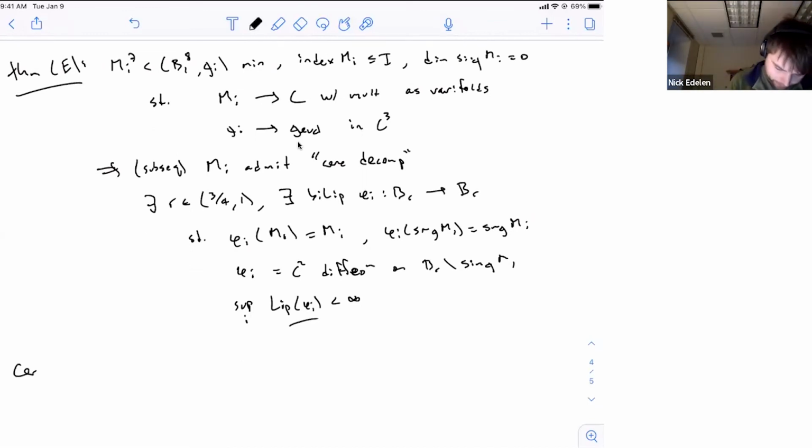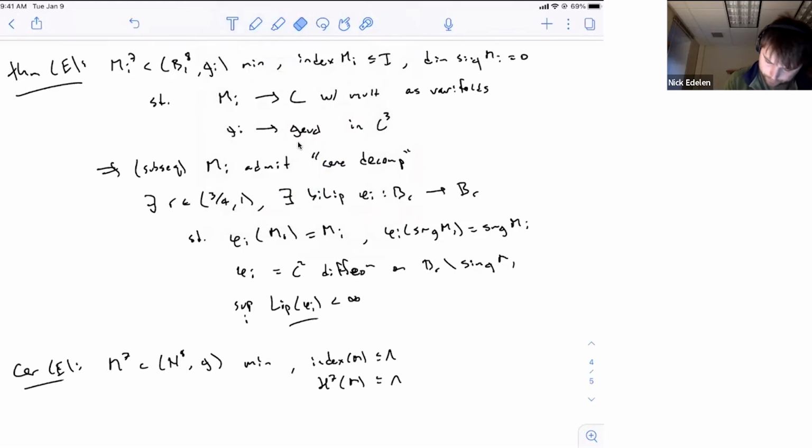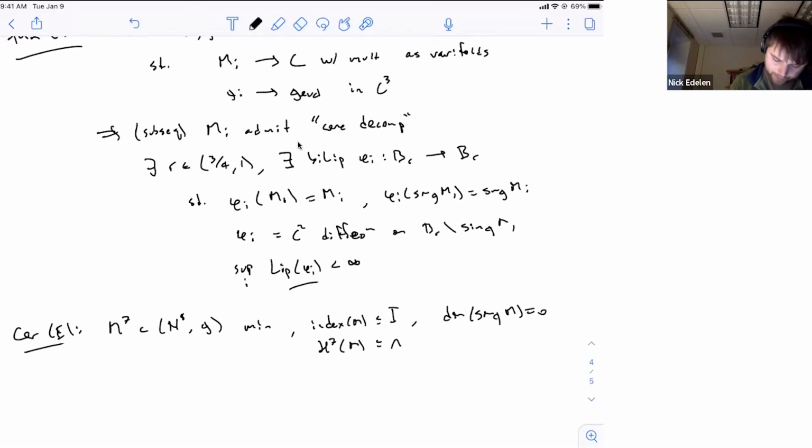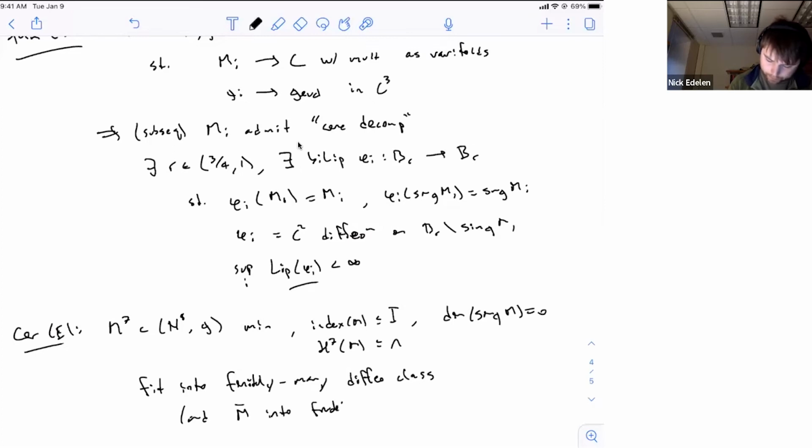So the main corollary is that if you consider the space of minimal 7-dimensional hypersurfaces inside a closed 8-manifold, with bounded index and area, and of course, as usual, we want optimal singular set, then any one of these minimal surfaces satisfying these properties fits into finitely many diffeomorphism classes, and M bar into finitely many bi-Lipschitz equivalence classes.